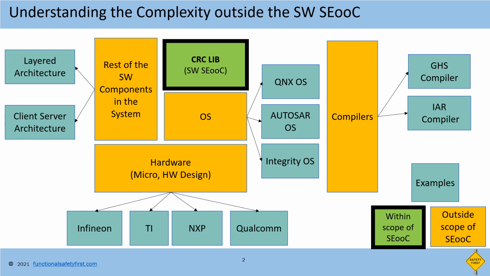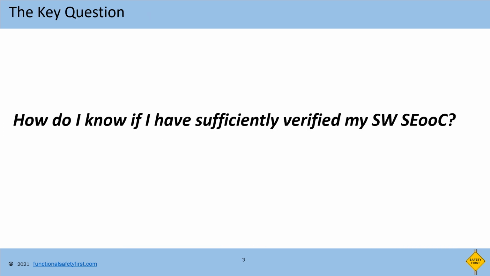In our last video, we explained the complexity of the external world of a software SEooC, like how a software SEooC may be assumed to work in a wide variety of microcontrollers, operating systems, different kinds of architectures, and different types of compilers. With this understanding of the complex world of a software SEooC, let's come back to the question that we are trying to answer. How do I know that I have sufficiently verified my software SEooC?